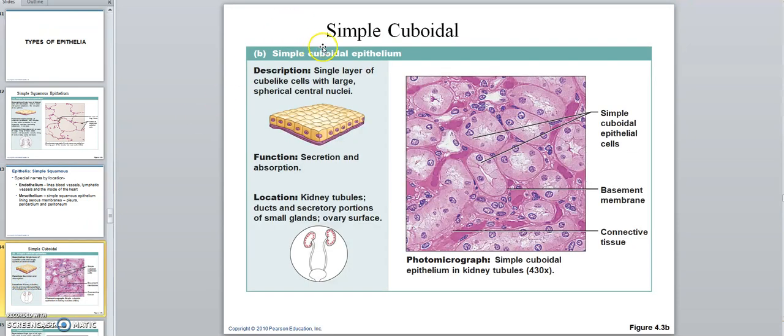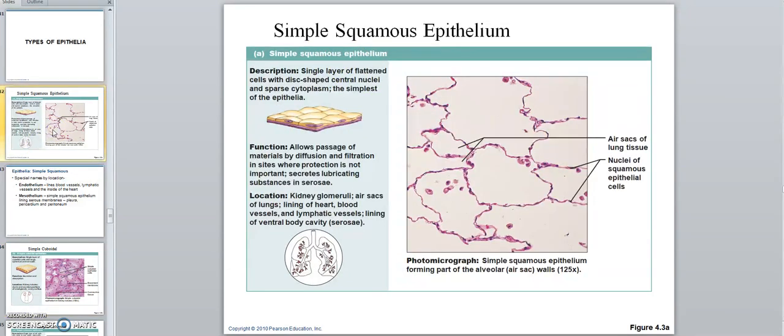Here is simple cuboidal here. Simple cuboidal. Right there. Secretion, absorption. Now, I'm going to go back to simple squamous. Simple squamous is good because it's so thin to allow diffusion and osmosis because you can go straight through the cell.